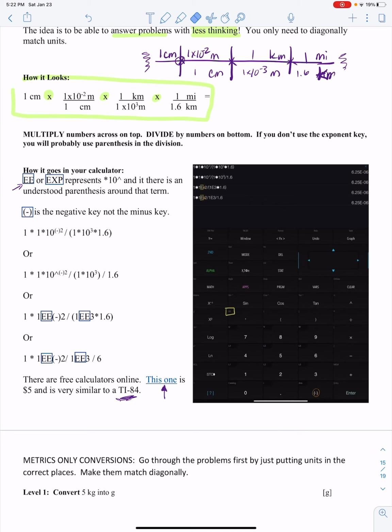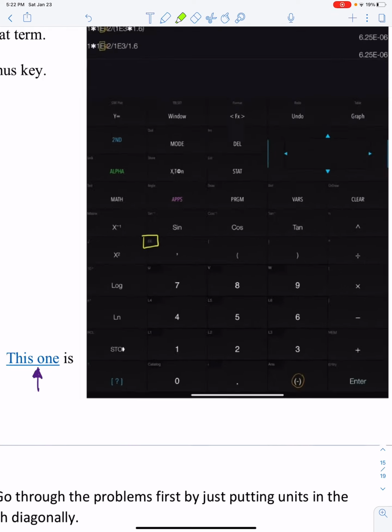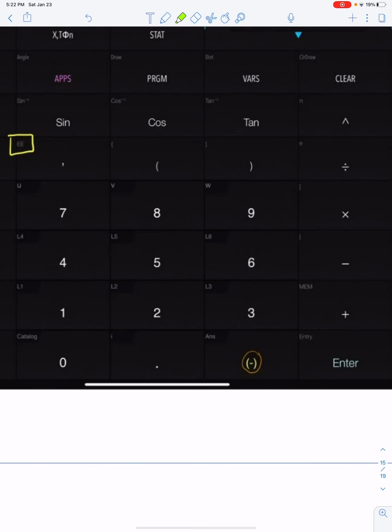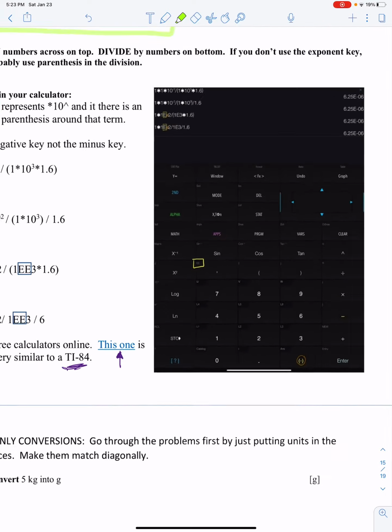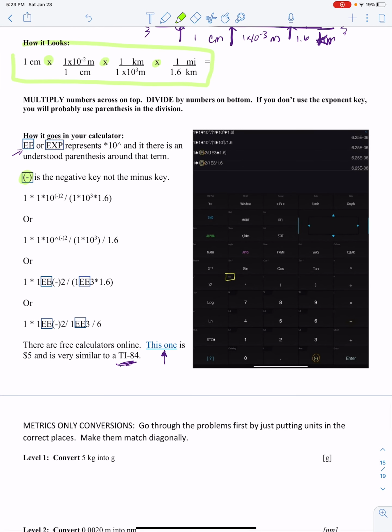You also want to be aware of the difference between the negative key and the subtraction key. And I know that sounds obvious, but look, in most of them, the negative key has a little parentheses around it, whereas this is the subtraction key. Your calculator cares a lot whether you're using the negative key or the subtraction key. In chemistry, most of the time you're using the negative key, not the subtraction key.